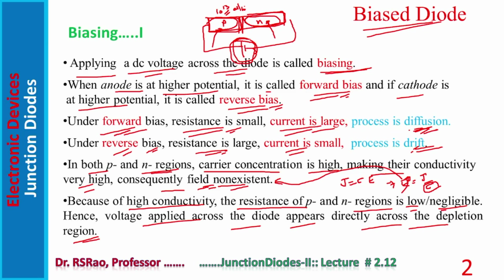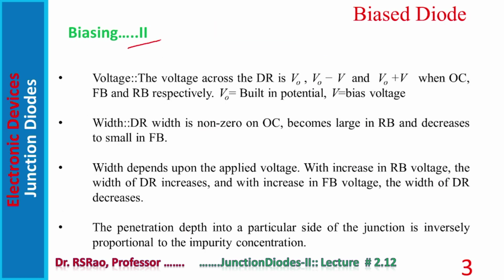It may be small. It appears across the P region, a certain amount of voltage. It is also very small, appears across the N region, remaining only appears across the junction. That is the reality. Some more points regarding biasing of the diode voltage.